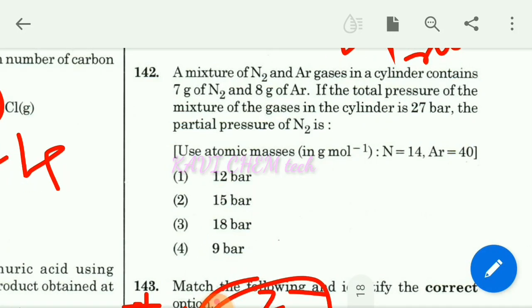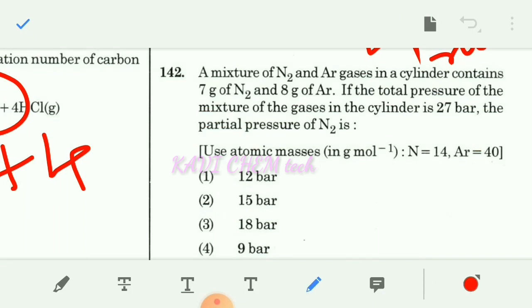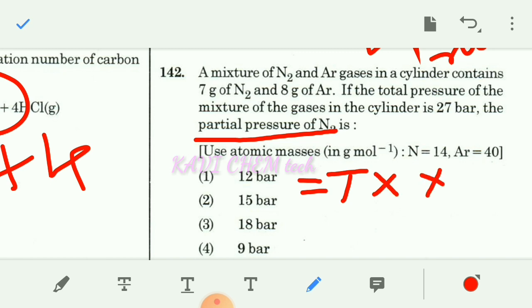The next question is: a mixture of nitrogen and argon gases in a cylinder contains 7 gram of nitrogen and 8 gram of argon. If the total pressure of the mixture of gases in the cylinder is 27 bar, what is the partial pressure of nitrogen? What is the formula for calculating partial pressure? The partial pressure of any gas is equal to the total pressure into the mole fraction of the gas.